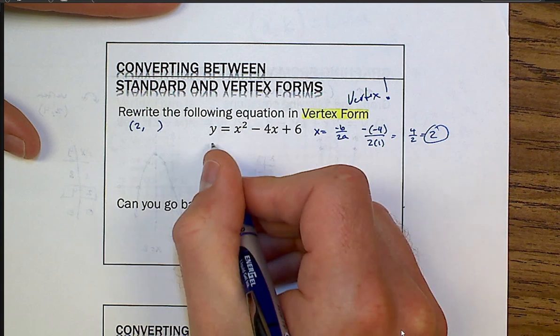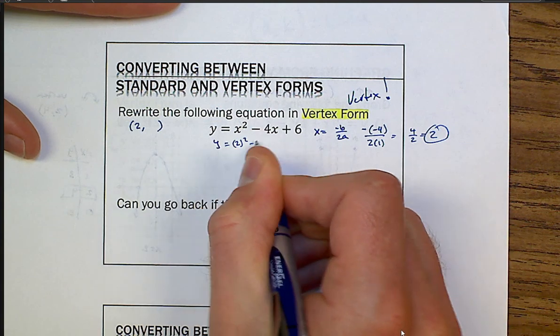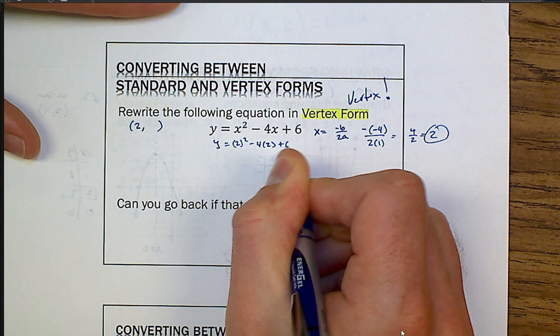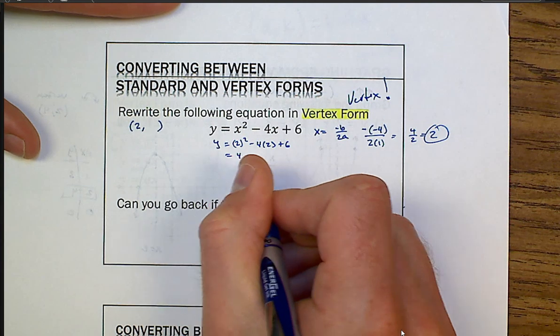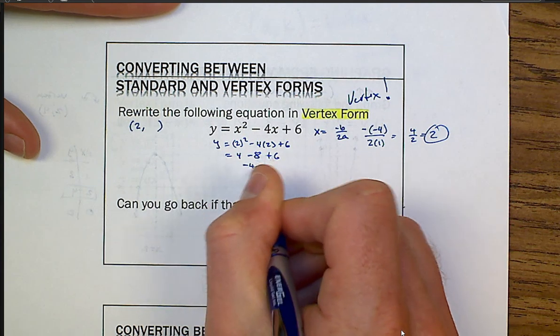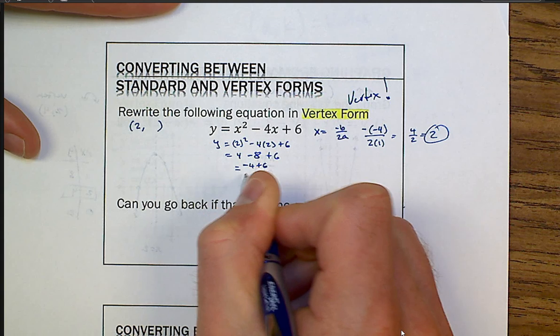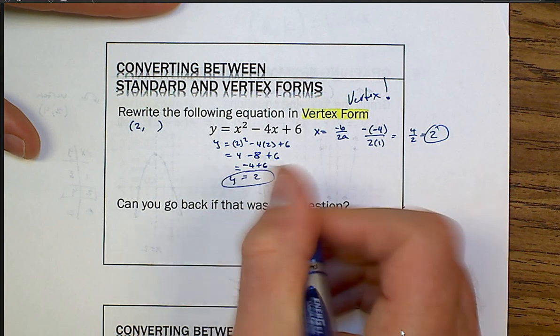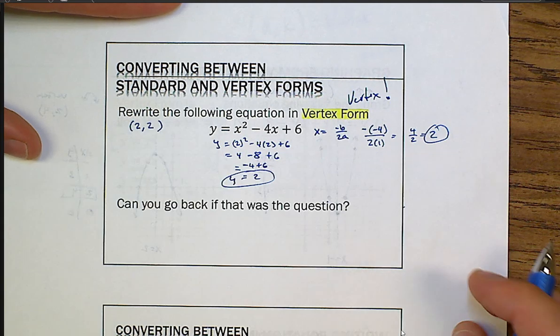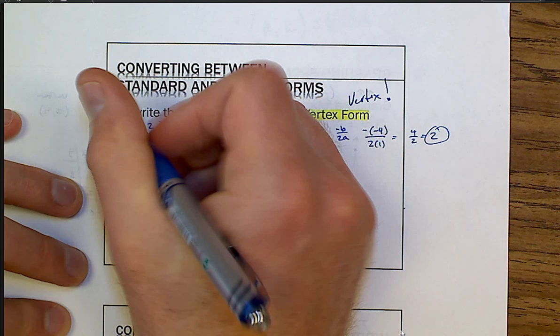So I'd get y equals 2 squared minus 4 times 2 plus 6, which gives me 4 minus 8 plus 6, negative 4 plus 6, which is 2. So y equals 2. So my vertex is 2 comma 2. That is my h and that is my k.